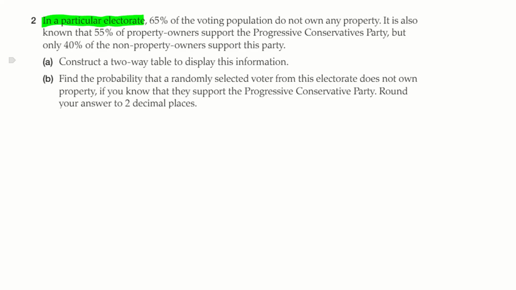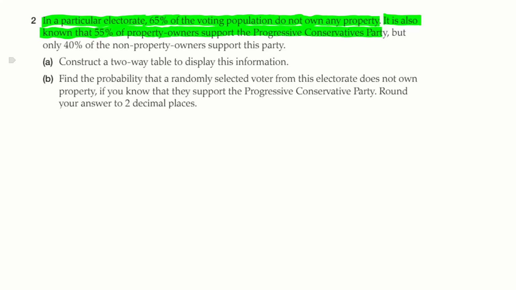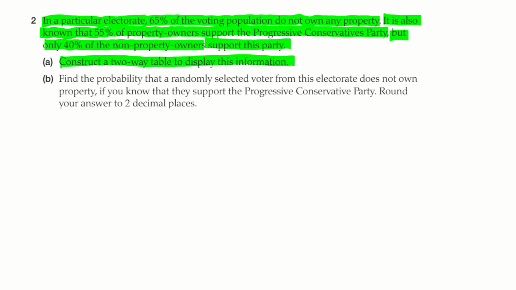In a particular electorate, 65% of the voting population do not own any property. It is also known that 55% of property owners support the Progressive Conservatives Party, but only 40% of the non-property owners support this party. Construct a two-way table to display this information.